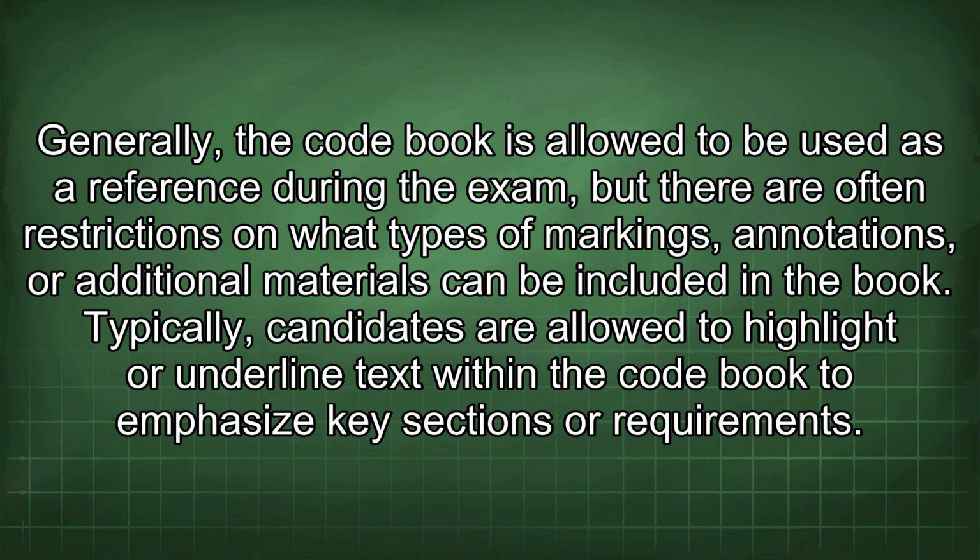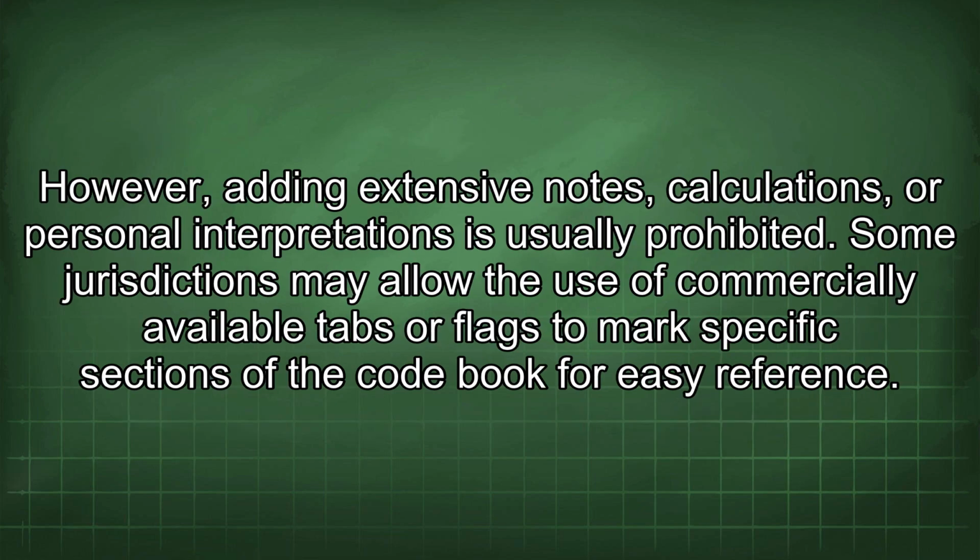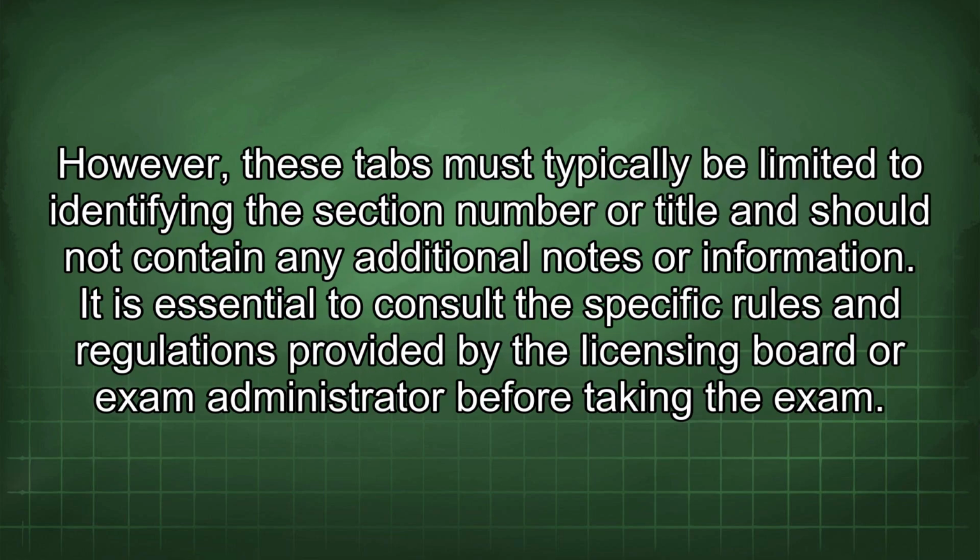Typically, candidates are allowed to highlight or underline text within the code book to emphasize key sections or requirements. However, adding extensive notes, calculations, or personal interpretations is usually prohibited. Some jurisdictions may allow the use of commercially available tabs or flags to mark specific sections of the code book for easy reference. However, these tabs must typically be limited to identifying the section number or title and should not contain any additional notes or information.